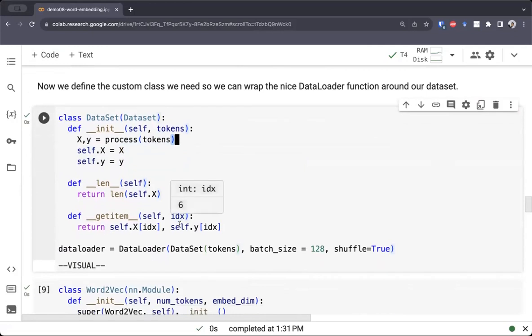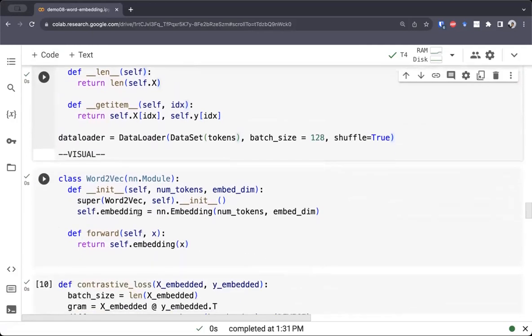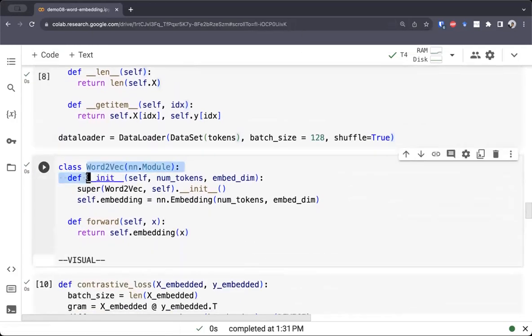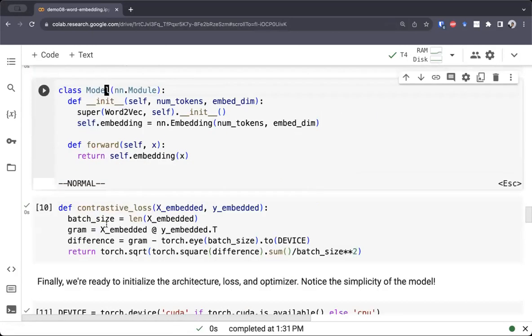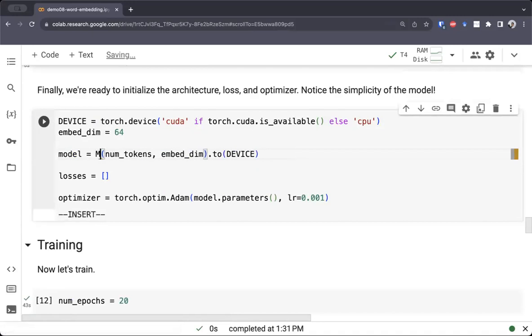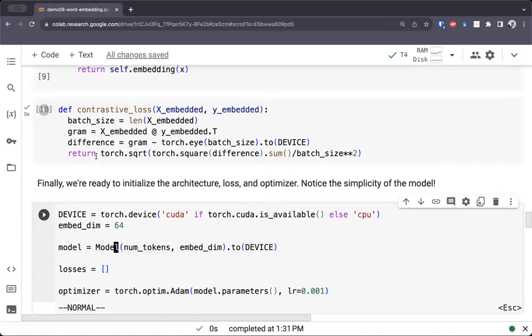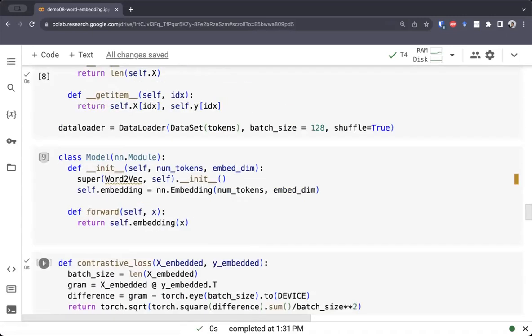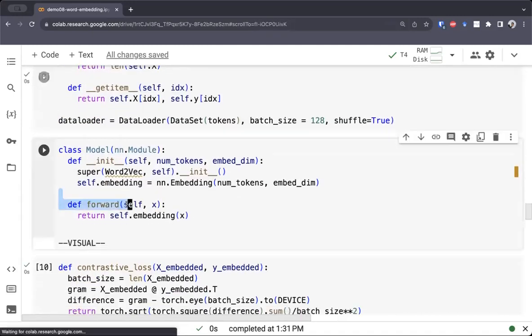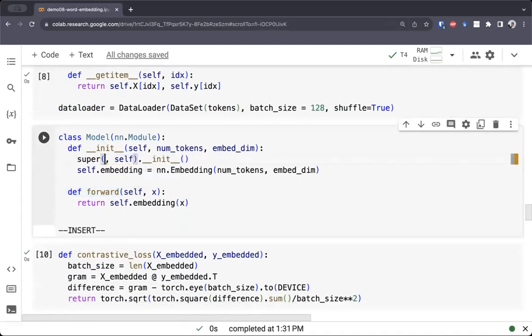Now that we have this data loader, we will define our model. This should not be word2vec. I'll call this just model, and I'll have to change that down here too. Maybe, yeah, model's good. It's no longer word2vec, which is the reason I just changed it.